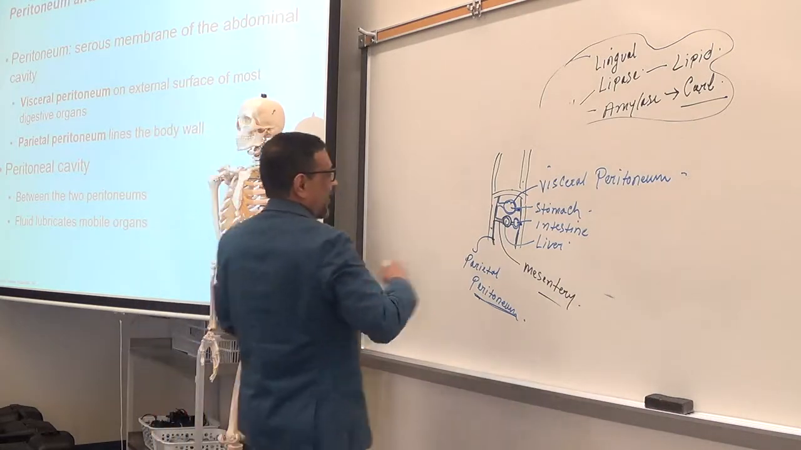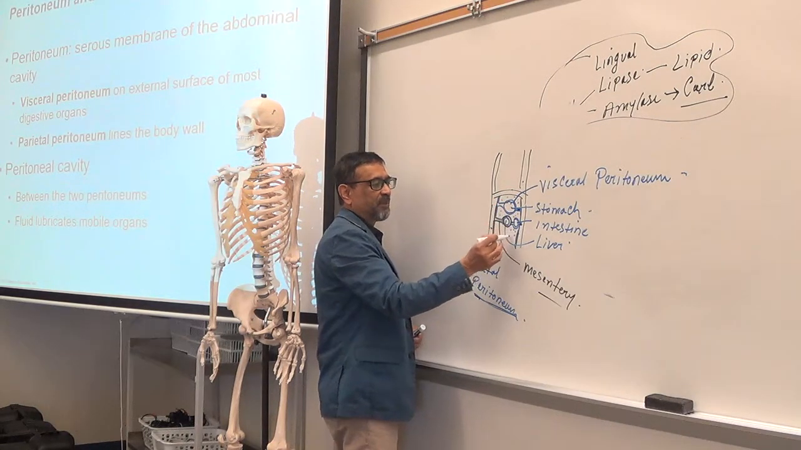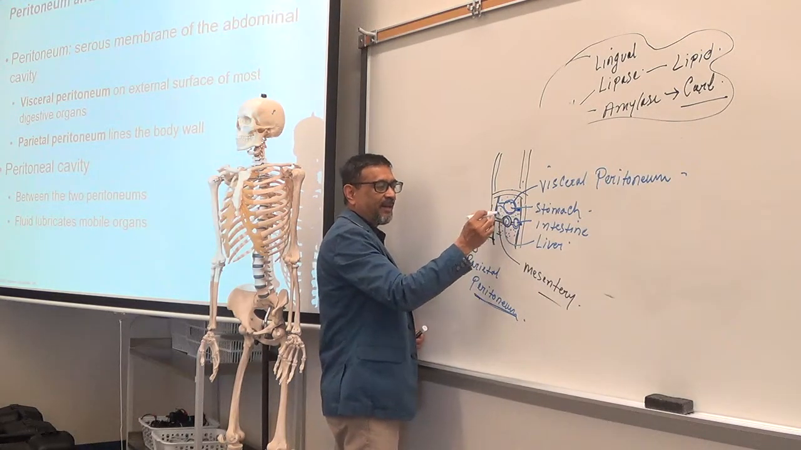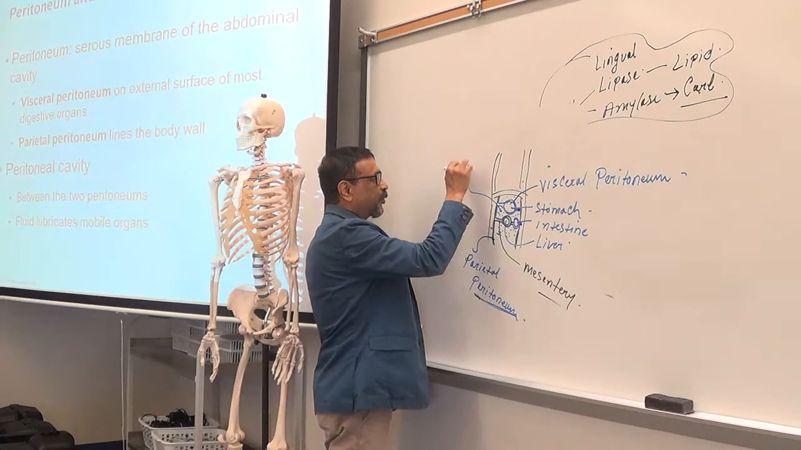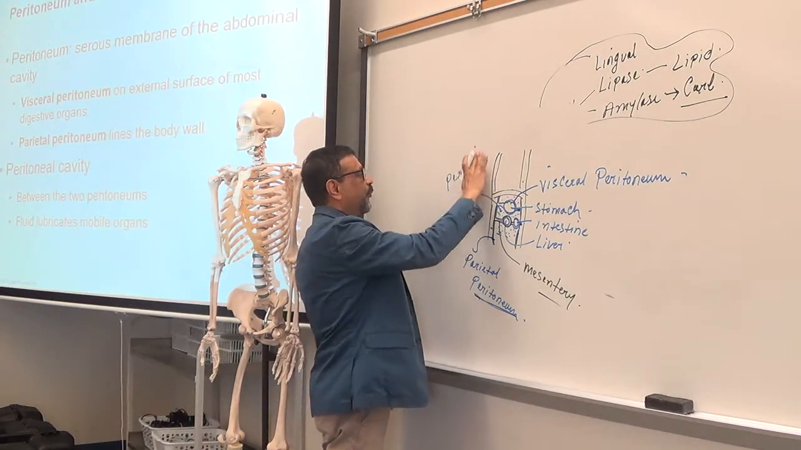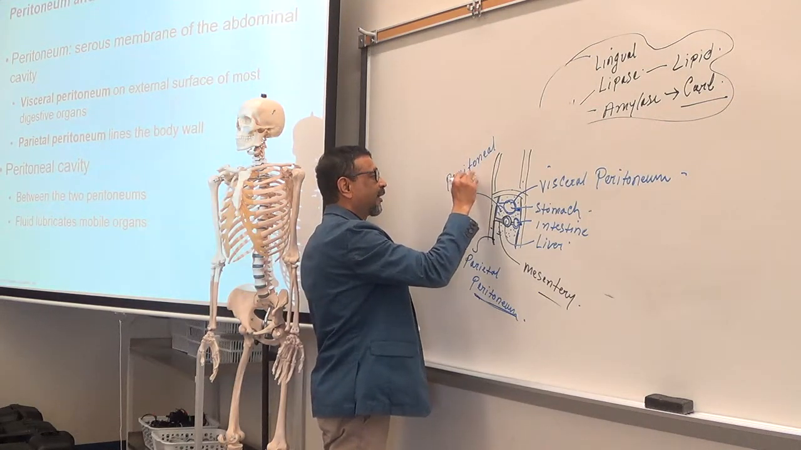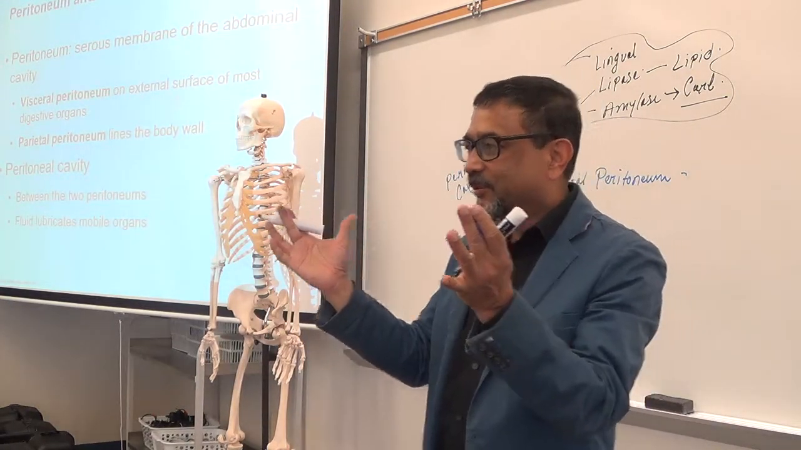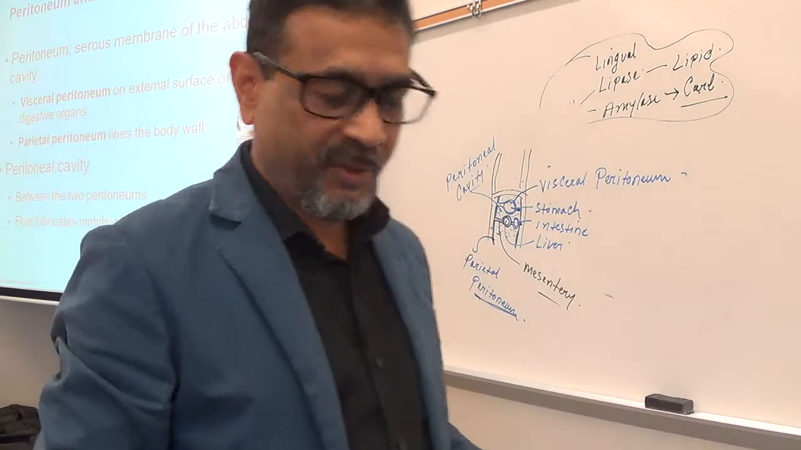Now, you see, between the parietal and visceral, you have a big space, a lot of space in the abdominal cavity, right? Between the visceral and parietal. And this is called the peritoneal cavity. Peritoneal cavity. So you see, the peritoneal cavity is a big cavity, right? A big cavity around your abdominal organs.